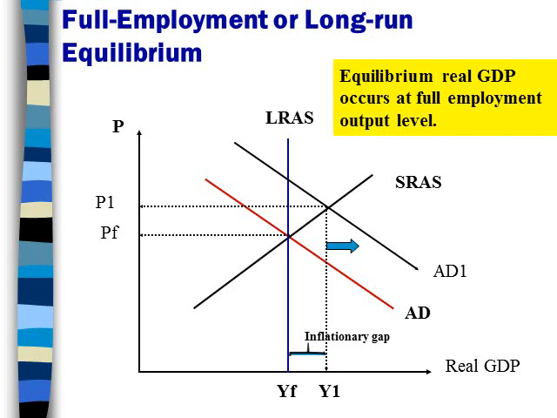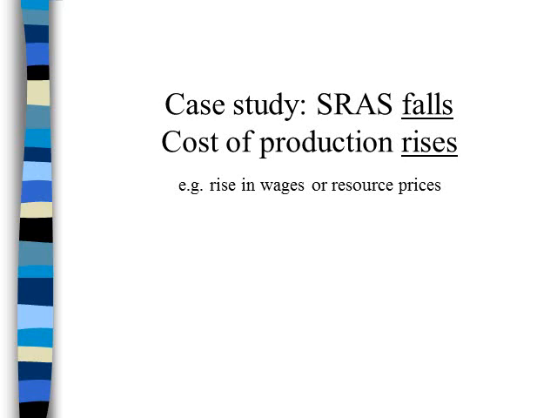Let's take a look at another example. In this example, we have the SRAS shifting to the left. Remember, your SRAS, the short run aggregate supply curve, is largely determined by the cost of production, the cost of producing things. The cost components could be wages or resource prices like oil and steel. That could change your cost of production and therefore shift your SRAS.